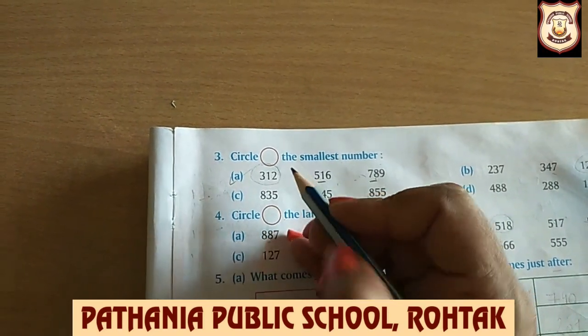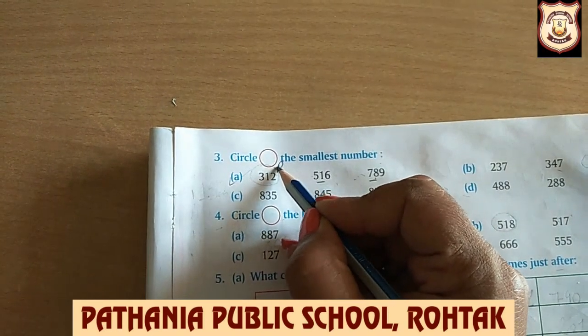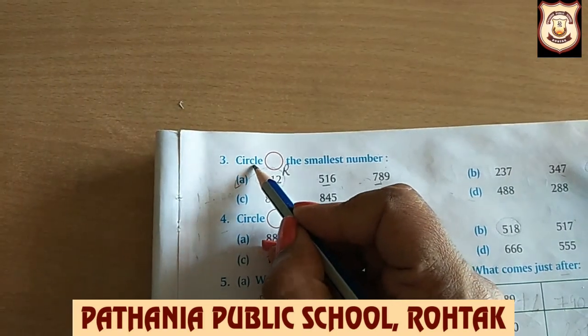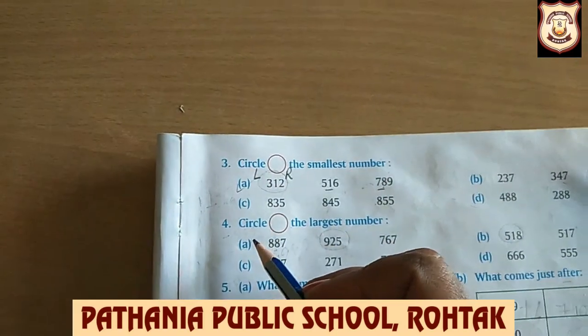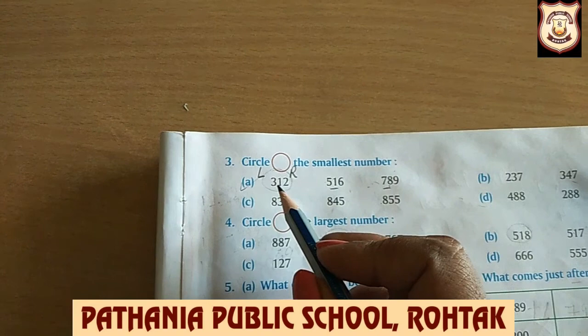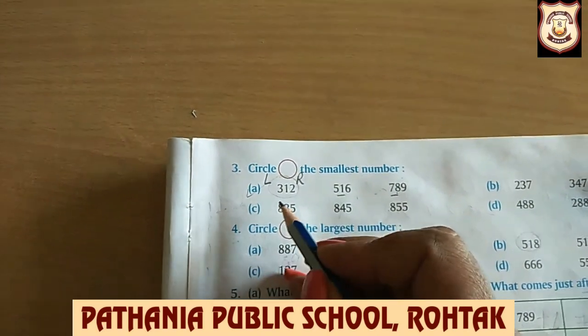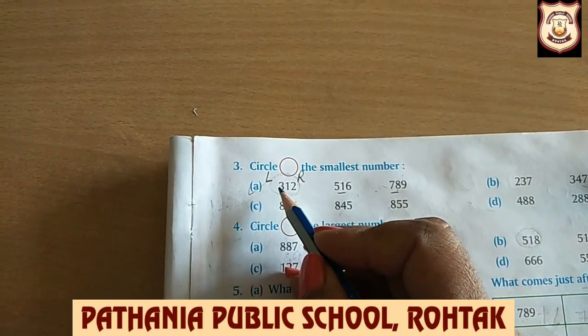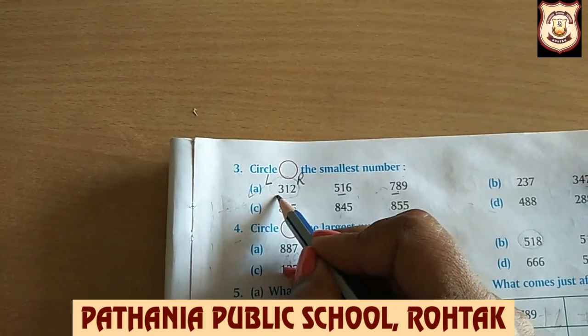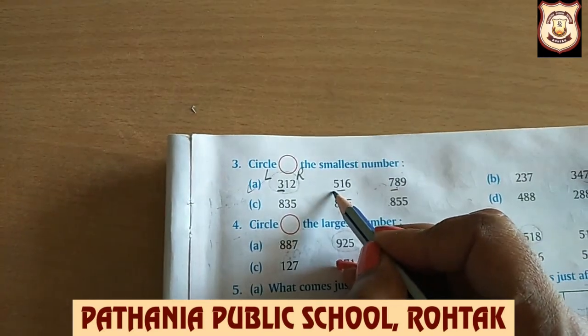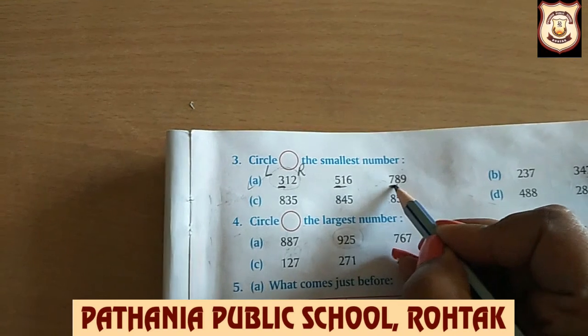There are two sides of the number. This side is known as the right side and this side is known as the left side. To know whether a number is small or large, you need to start from the left hand side, from the hundreds place. So you will recognize all the hundreds places of the numbers.